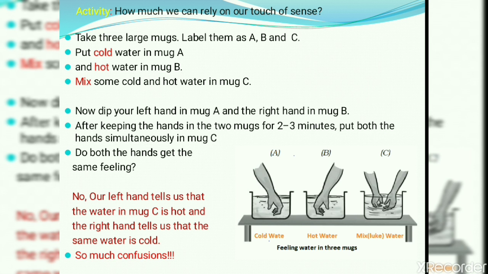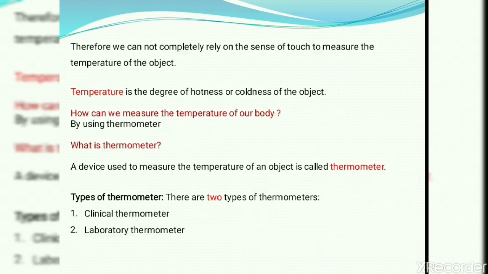After keeping the hands in the two mugs for 2 to 3 minutes, put both the hands simultaneously in mug C. Do both the hands get the same feeling? No. Our left hand tells us that the water in mug C is hot and the right hand tells us that the same water is cold. So much confusion. Therefore, we cannot completely rely on the sense of touch to measure the temperature of an object.